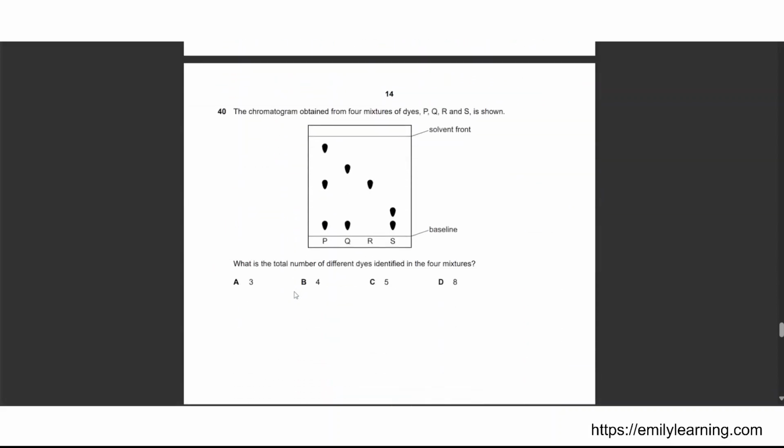Now let's look at question 14, which is a chromatogram. The chromatogram obtained from 4 mixtures of dyes P, Q, R, and S is shown. What is the total number of different dyes in the 4 mixtures? So how many dyes are there? Let's count that. 1 type of dye, 2, 3, 4, 5. So there are a total of 5 different dyes from this chromatogram, because each spot represents one substance. So there are a total of 5 of them. So the answer is C.